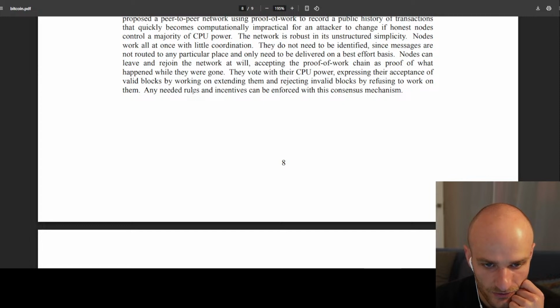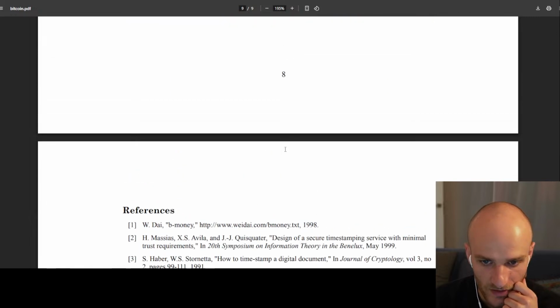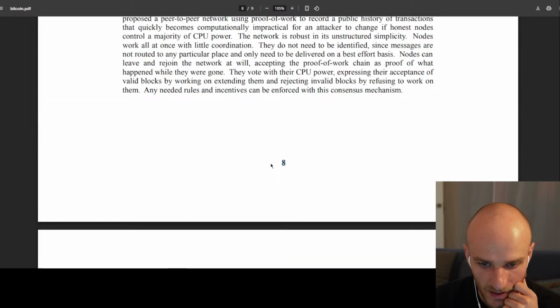Any needed rules and incentives can be enforced with this consensus mechanism. Wow, what a statement to close. So, ladies and gentlemen, 8 pages. This took me 9 videos.